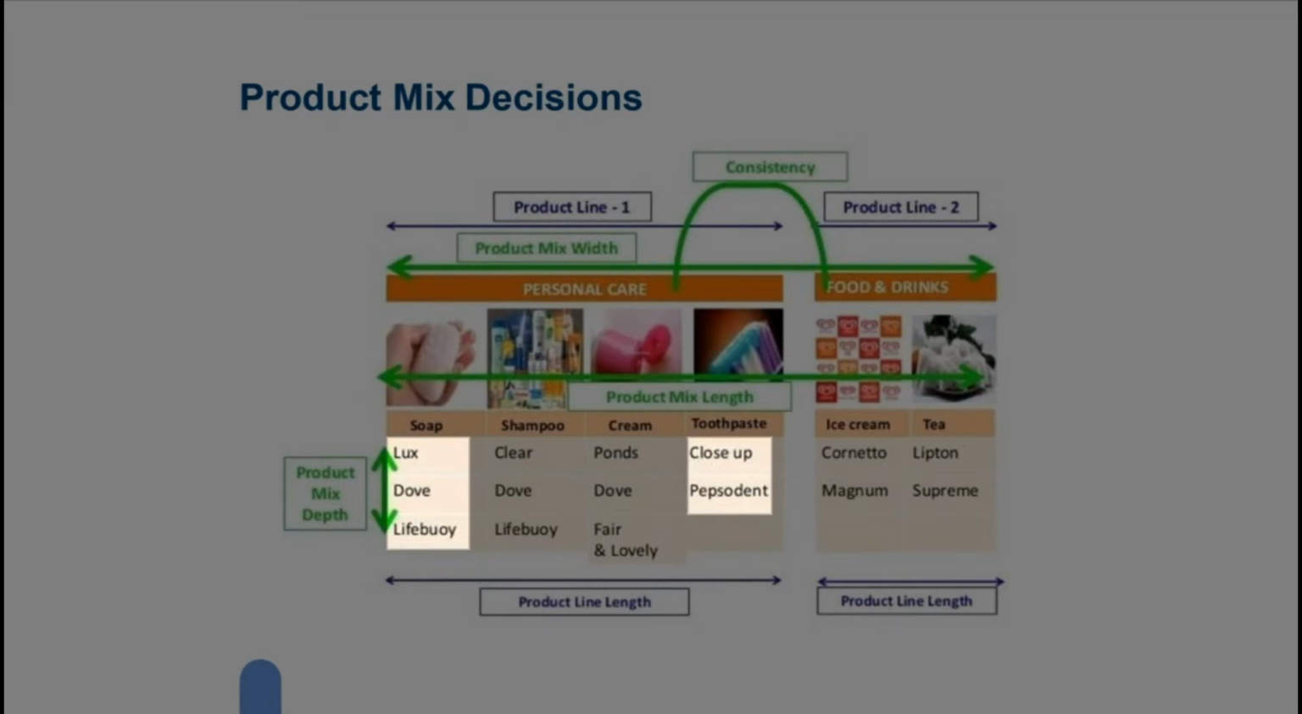So this is product mix depth. In our product line for soap, we have 3 versions of our soaps: Lux, Dove, and Lifebuoy. In shampoo, we have Clear, Dove, Lifebuoy.